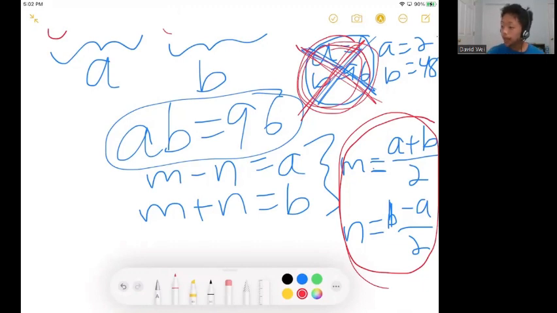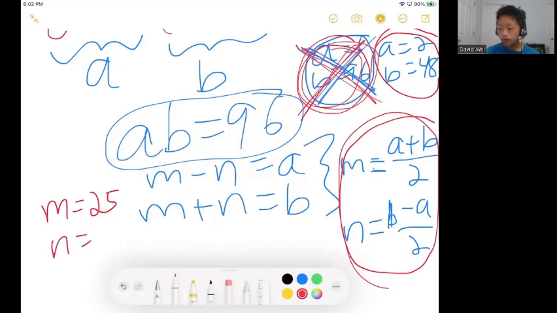On the other hand, a equals 2, b equals 48 does work, because a and b are both even, so they have the same parity. Using these formulas, m is 25, and n would be, actually not 24, 23. So this works. If you wanted to verify, 25 squared minus 23 squared gives you 96.